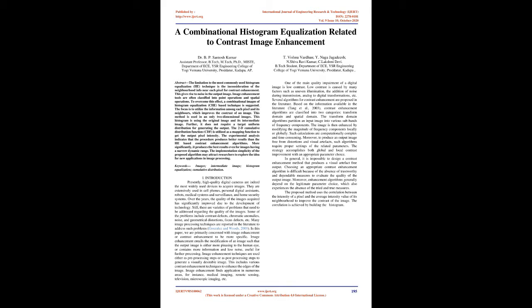Introduction. Presently, high-quality digital cameras are indeed the most widely used devices to acquire images. They are extensively used in cell phones, personal digital assistants, robots, medical systems, surveillance, and home security systems. Over the years, the quality of the images acquired has significantly improved due to the development of technology. Still, there are a variety of problems that need to be addressed regarding the quality of the images. Some of the problems include contrast defects, chromatic anomalies, noise and geometrical distortions, focus defects, etc.